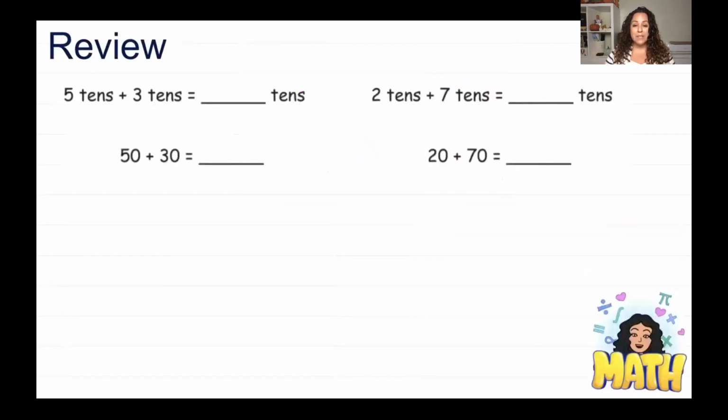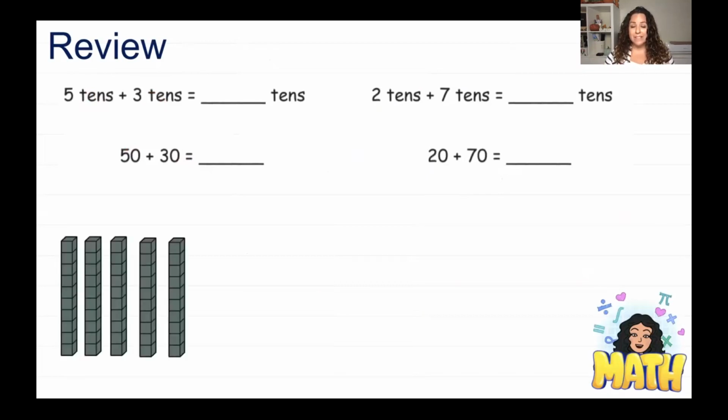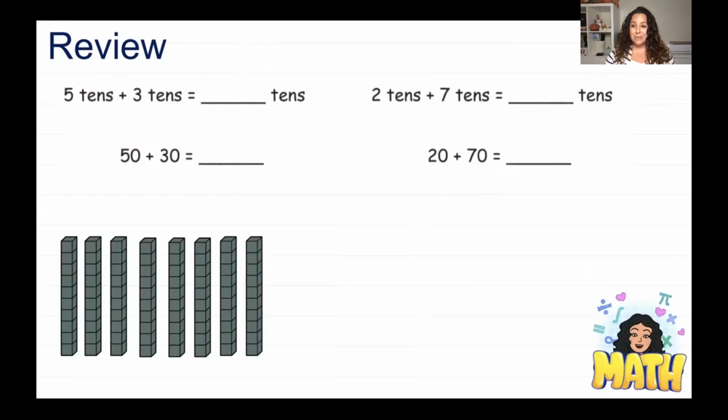Okay, and for review, let's go ahead and look at this. I have 5 tens plus 3 tens equals blank tens. Now, remember when you have 5 tens and 3 tens, 5 tens is the same as 50, and 3 tens is the same as 30. So let's go ahead and see what that looks like. I have 5 tens, and let's go ahead and add 3 more. There they are. How many tens do I have all together? 1, 2, 3, 4, 5, 6, 7, 8. I have 8 ten units.